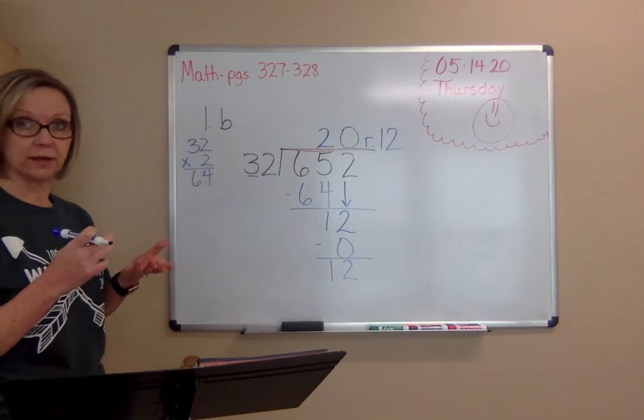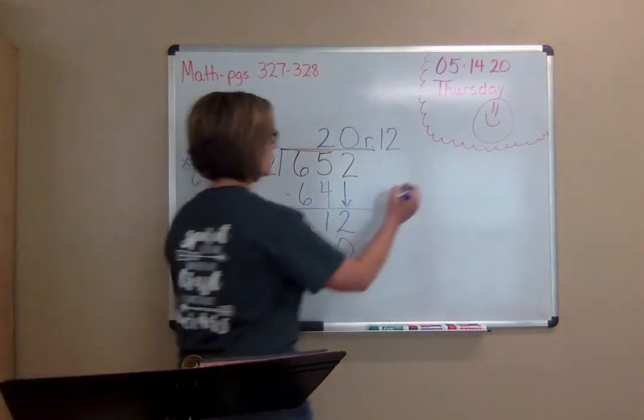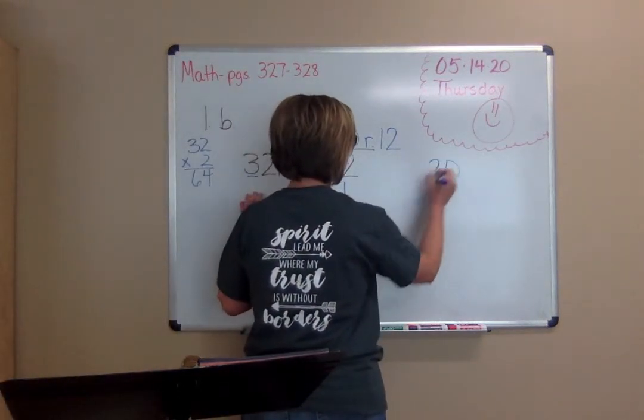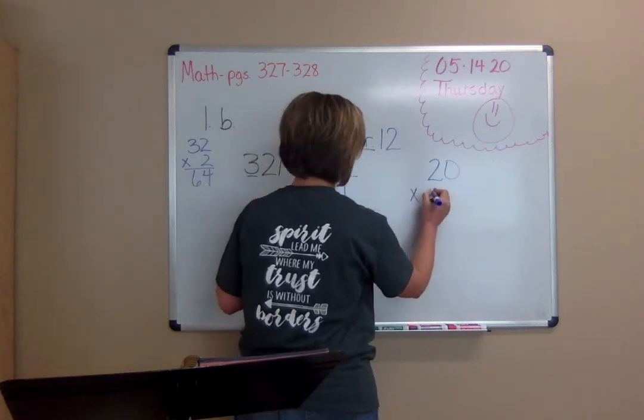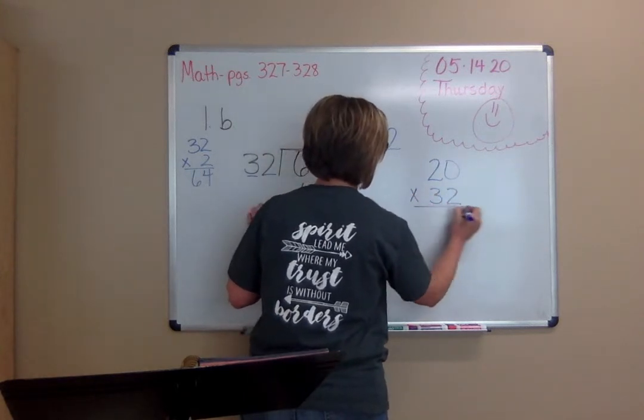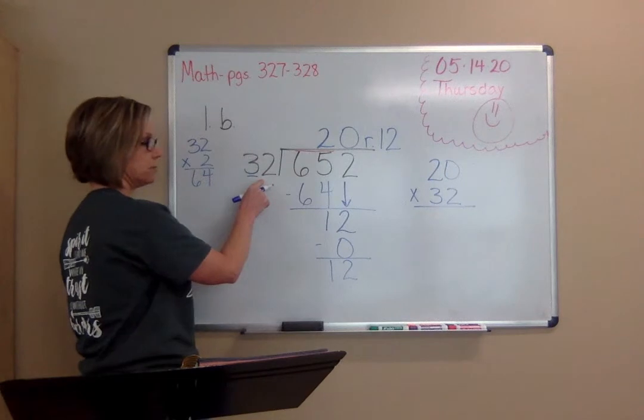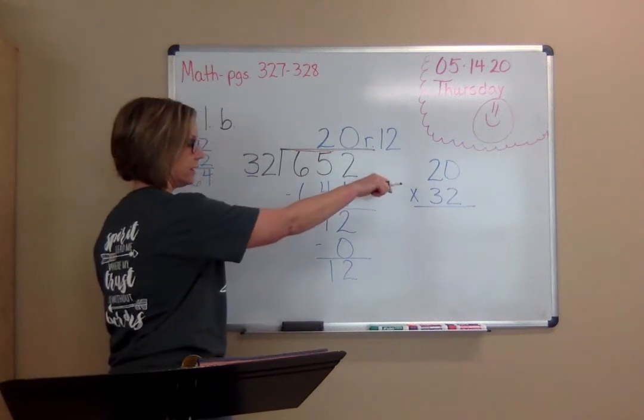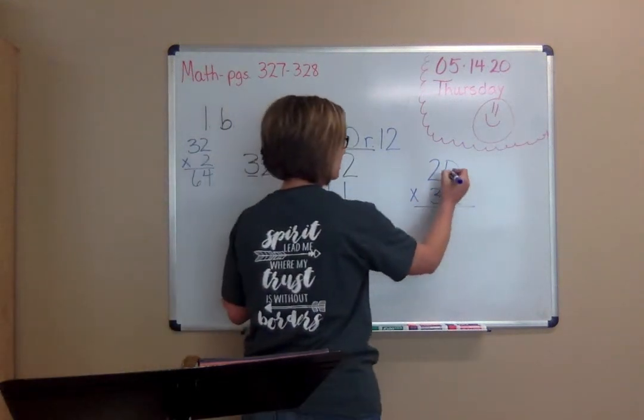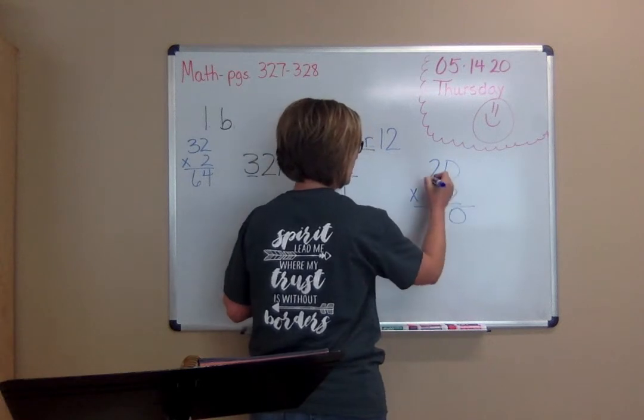And now we need to check. So we take 20 times 32, my quotient times my divisor, where I'm at right here. 2 times 0 equals 0. 2 times 2 equals 4.